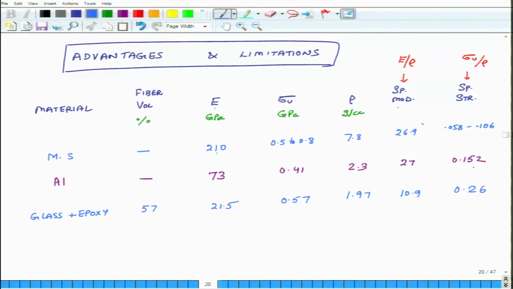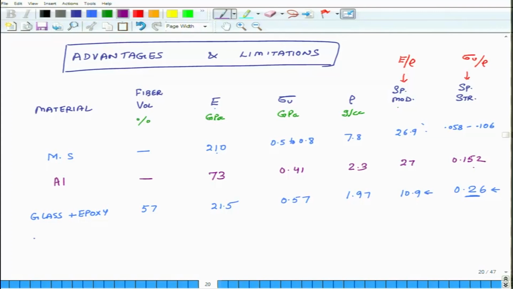So, what does this show? That to produce the same strength, you need a less heavy structure made from glass plus epoxy composite, because this number is 0.26. If you see it for steel, it is 0.058, and for aluminum, it is 0.152. So, in terms of providing more strength for the same amount of mass, this is advantageous, but it is not that advantageous if you are targeting stiffness, because specific stiffness here is less than that for steel or for aluminum.